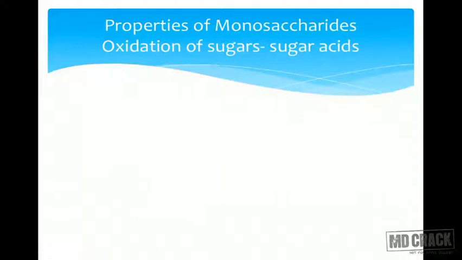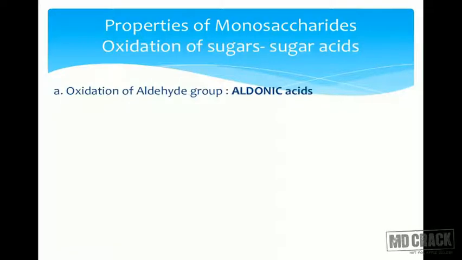Now we go on to another important property of monosaccharides, and that is oxidation of the monosaccharide. So glucose or any of the monosaccharides can be oxidized. When it gets oxidized, it forms sugar acids. So which are the different types of sugar acids that can be formed?